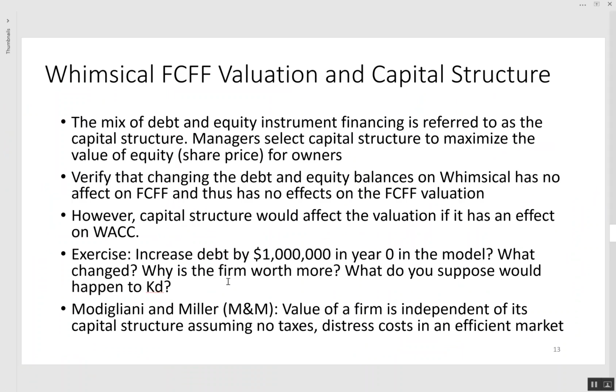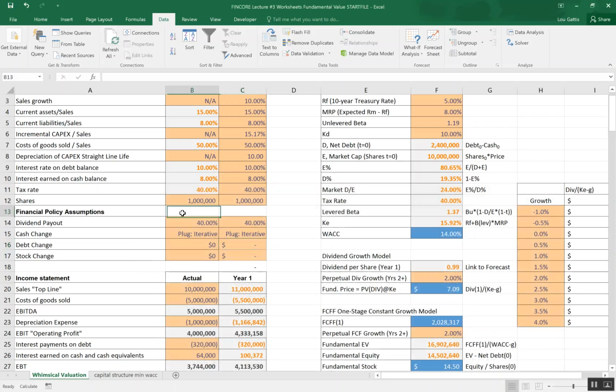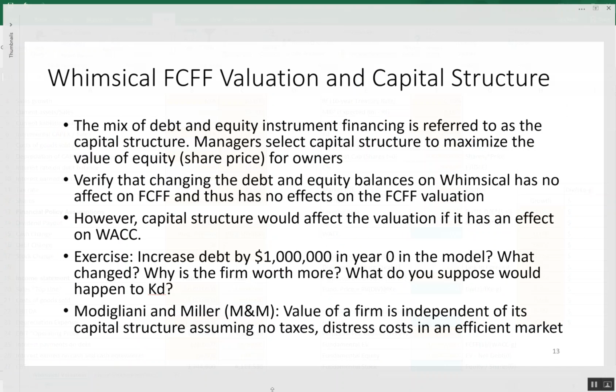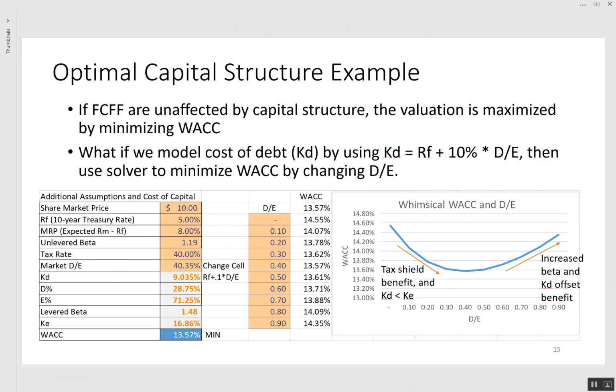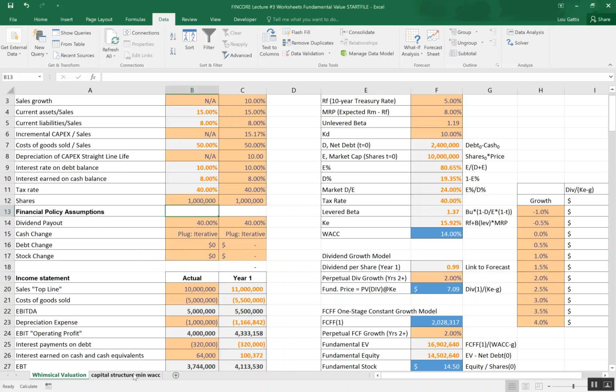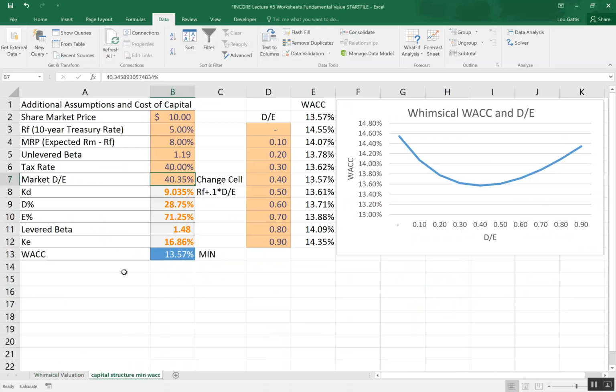All right. So if I were to... well, let's go ahead and decrease debt by $1 million in year 0, and we'll see what happens to WACC. Well, actually, instead of that, let's go to the next slide. I have a model built for us. Let's go to this capital structure to minimize WACC.